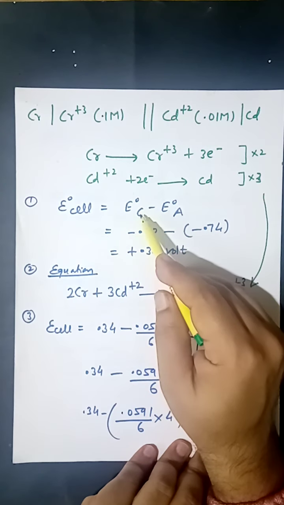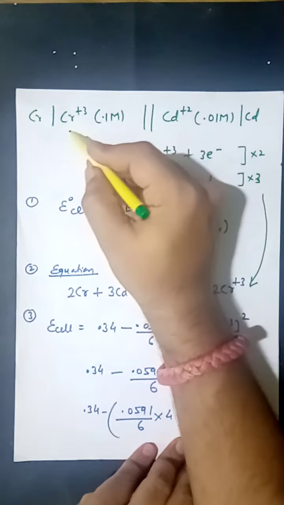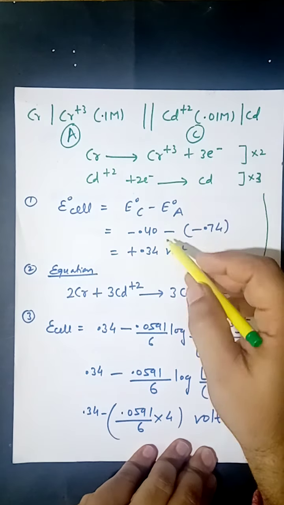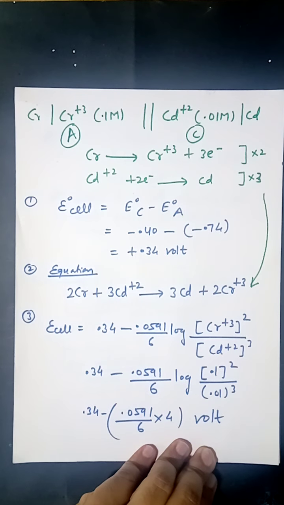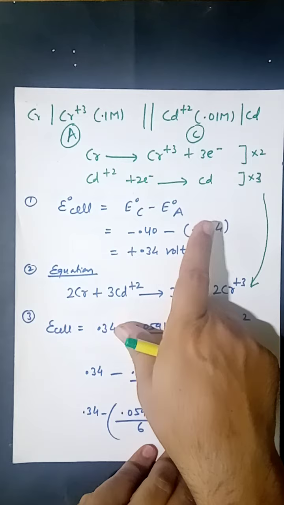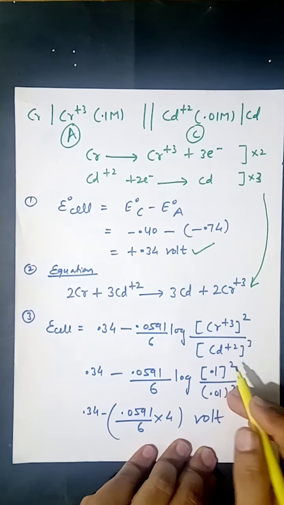Now E naught cell is E naught cathode minus E naught anode. In this type of representation, this is always anode and this is always cathode. So it's very easy for us to find out which is cathode and which is anode. So here it is cadmium, this is chromium, and therefore E naught cell is 0.34. This is the balanced equation we already got.